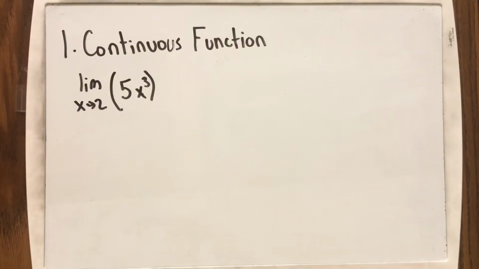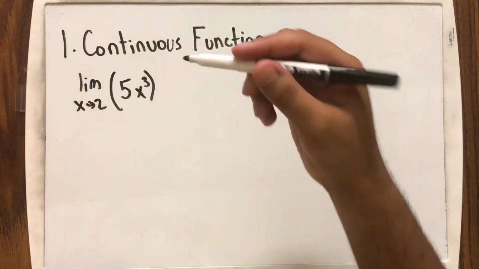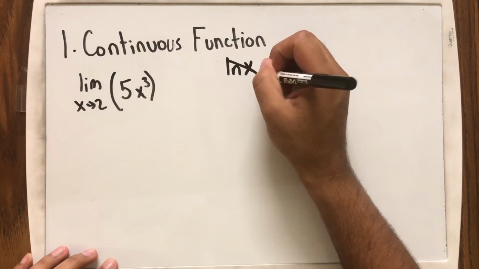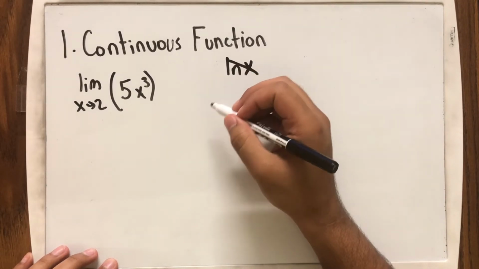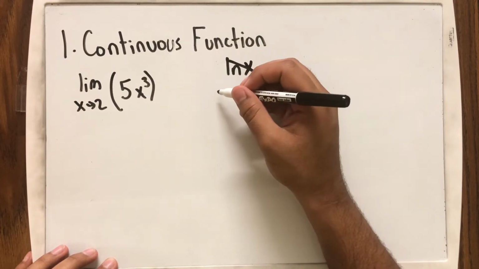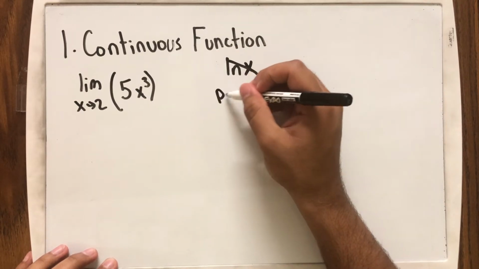So the first thing we will look at when solving limits is a continuous function. For this instance, we will use the limit as x approaches 2 of 5x cubed. The reason that we know 5x cubed is a continuous function is the absence of a natural log function and that there's nothing being divided in this function. So there's an absence of a polynomial being divided.